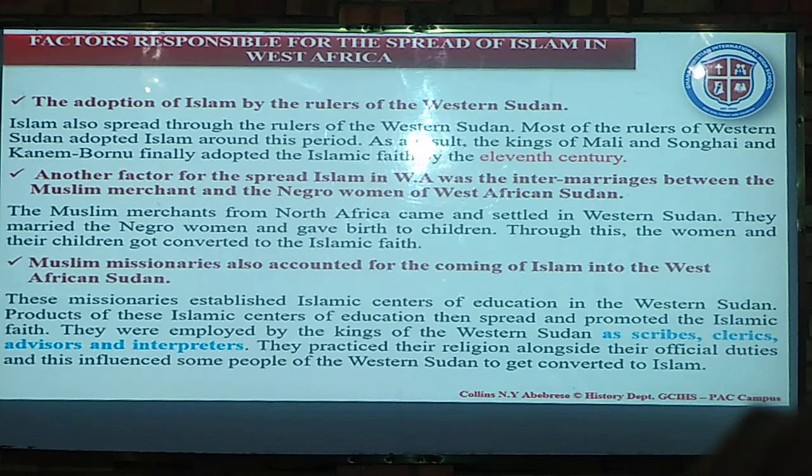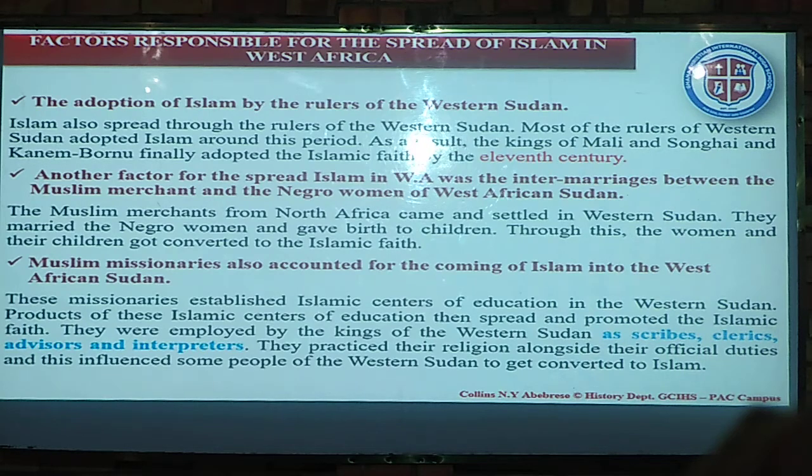The next factor for the spread of Islam in West Africa was the intermarriages between the Muslim merchants and the Negro women of West African Sudan. The Muslim merchants who had come from North Africa came to settle in the Western Sudan area, and they married the Negro women and gave birth to children. Through this, the women and their children got converted to the Islamic faith.